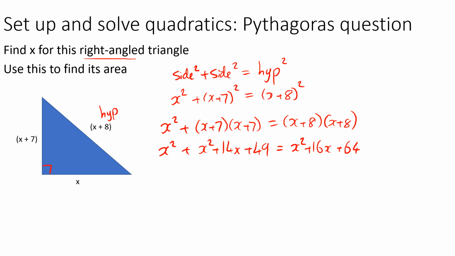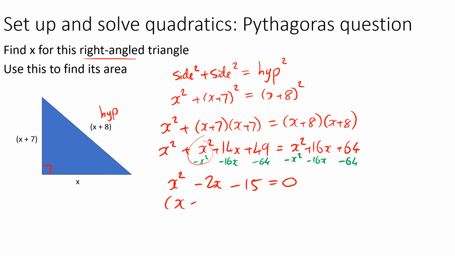Then we're going to need to make one side equal to 0. So we're going to need to take away x squared. We're going to need to take away 16x. And we're going to need to take away 64. So we'll end up with just a single x squared left over, because those two will cancel out. Minus 2x minus 15 equals 0. And that is something we can factorise. We need to times to minus 2, add to minus 15. And those numbers are minus 5 and 3. And then we need to solve each bracket, and we'll end up with x is 5 and x is minus 3.